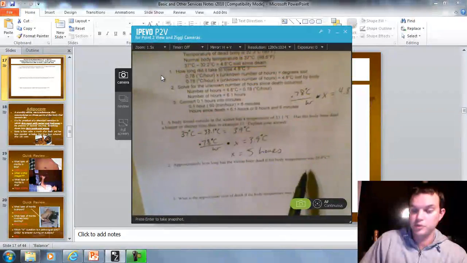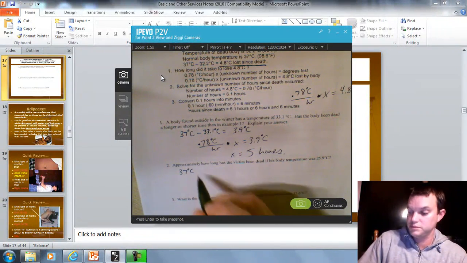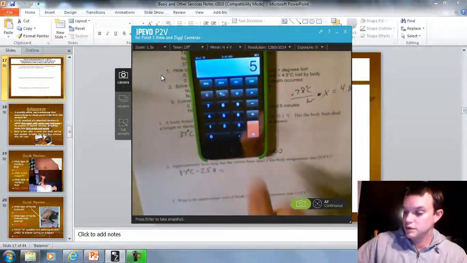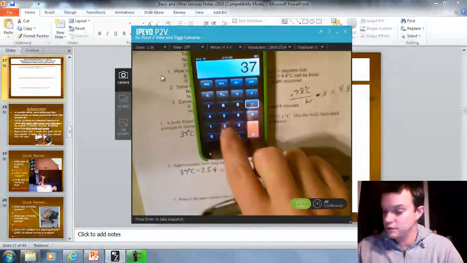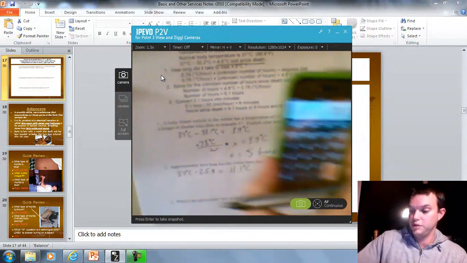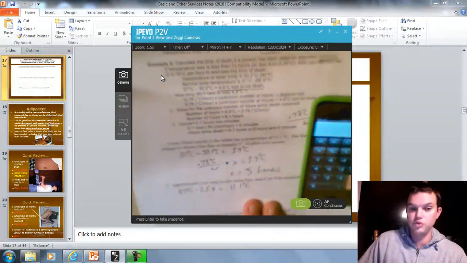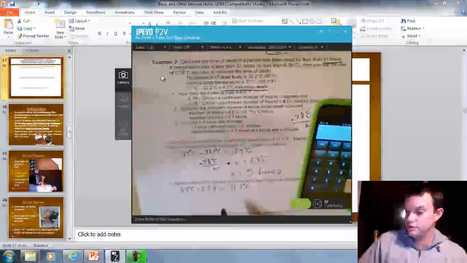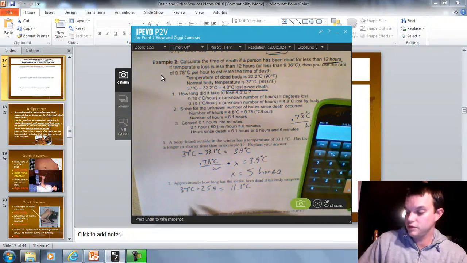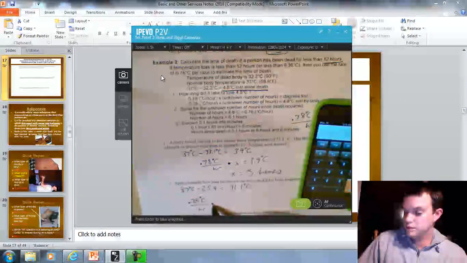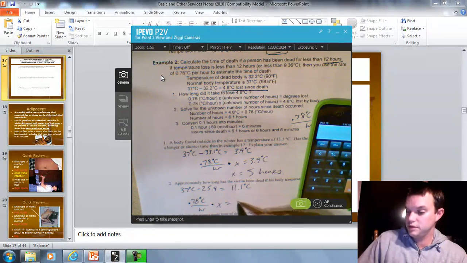So how long has the victim been dead if the body temperature is 25.9 degrees Celsius? First thing we need to do is figure out how much the temperature's changed. 37 minus 25.9. So the temperature has changed 11.1 degrees Celsius. Since this number is bigger than 9.36, I have to use two equations. So first I'm going to do the 9.36. So I'm going to go 0.78 degrees Celsius per hour times x is going to give me 9.36.